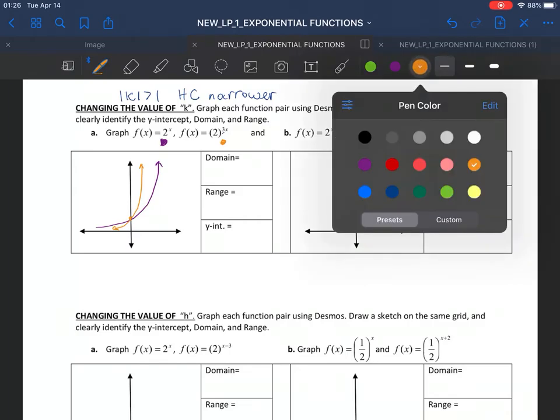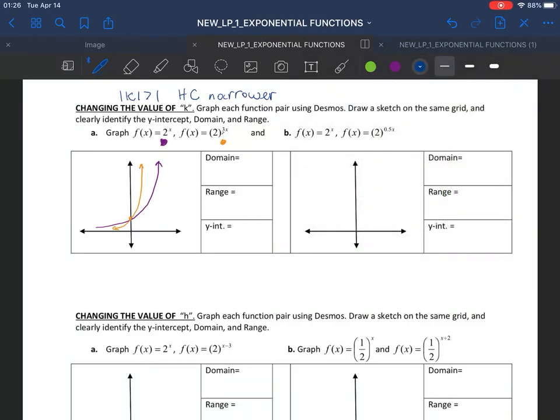Okay, and I'm going to quickly write domain, range, and y-intercept. They're the same. Actually, for any exponential function, domain is any real number x, y is positive, and y-intercept is 1. Now I want to talk about something very important.